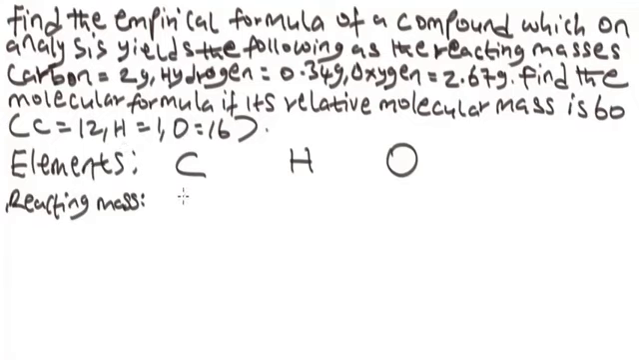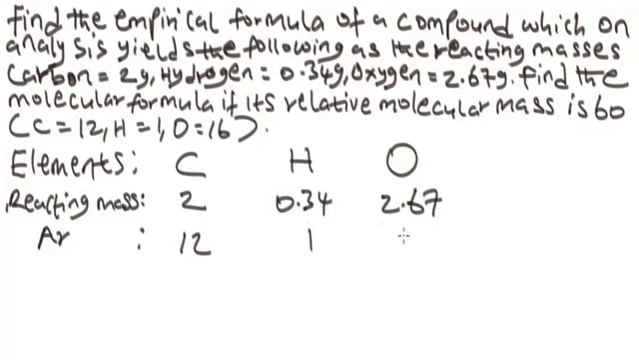So reacting mass here, for carbon we have it to be 2, for hydrogen we have it to be 0.34, and for oxygen we have it to be 2.67. After doing this, you then bring out the relative atomic masses. The relative atomic mass of carbon is 12, that of hydrogen is 1, and that of oxygen is 16. Now that I've done this, you then look for mole ratio.